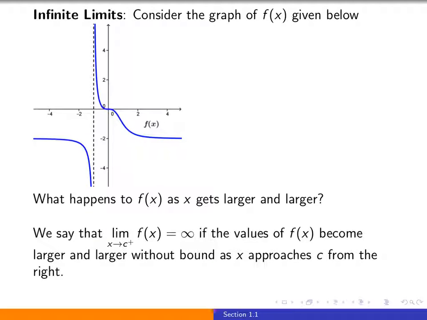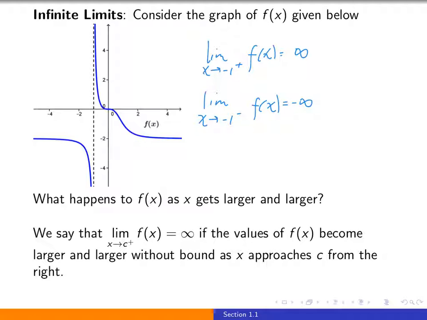We say that the limit as x approaches c from the right of a function is infinity if the values of f of x become larger and larger without bound as x approaches c from the right. So looking at the motivating example, we would say the limit as x approaches minus 1 from the right of our function is infinity, and the limit as x approaches minus 1 from the left of our function is minus infinity.